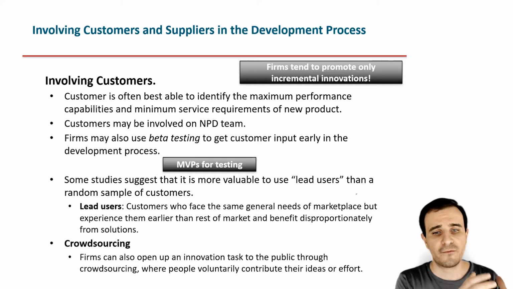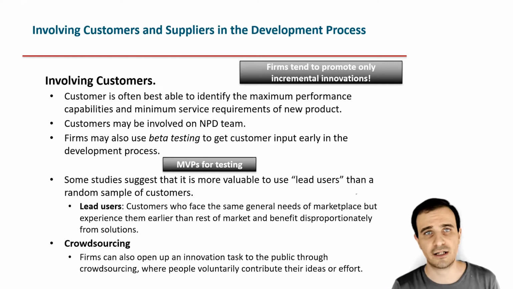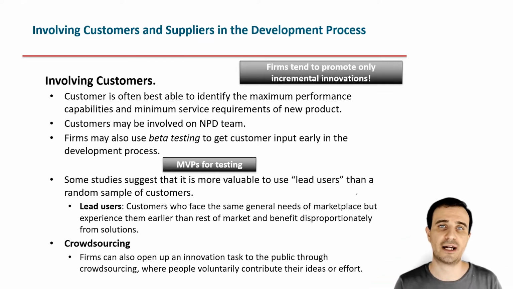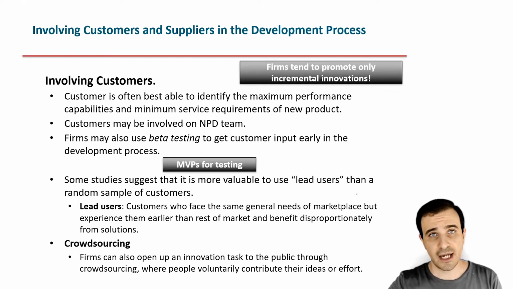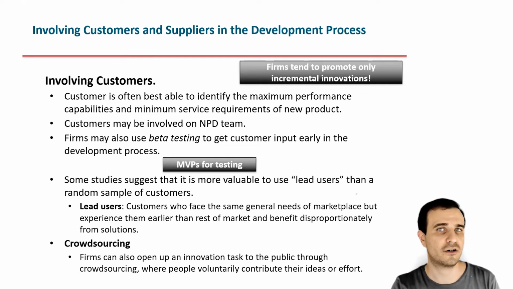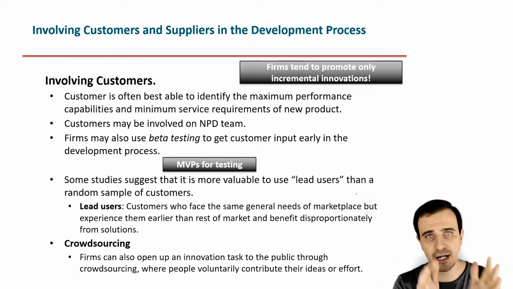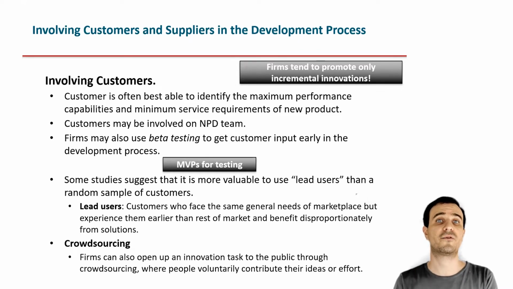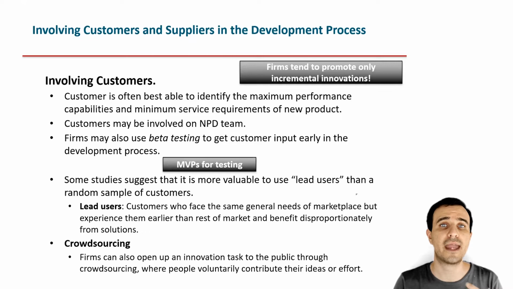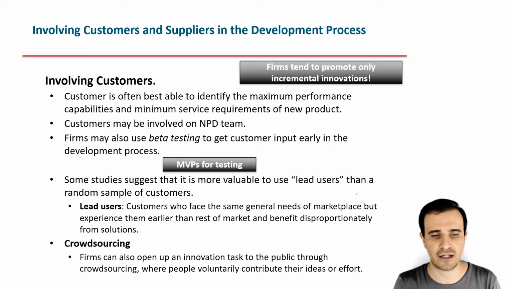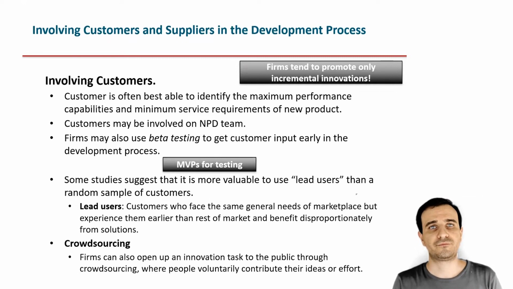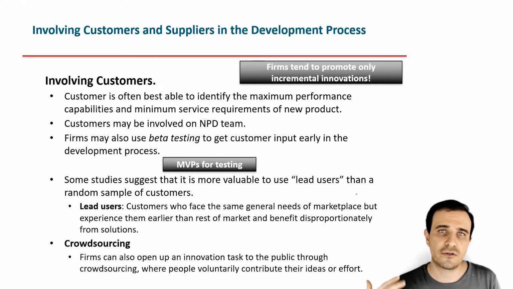Studies show that generally firms tend to promote incremental innovation because this is a sort of bias within the organization. They already have capabilities related to the current products, so the idea is we develop a new generation of the current products. And there is generally a smaller budget allocated for radical innovation. But customers may actually be the ones pushing for a more radical innovation. The customer can also work with the new product development team, or they can do the beta testing, to give early inputs on the development process.